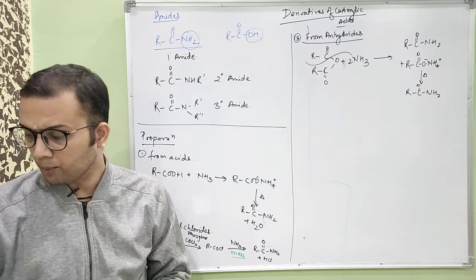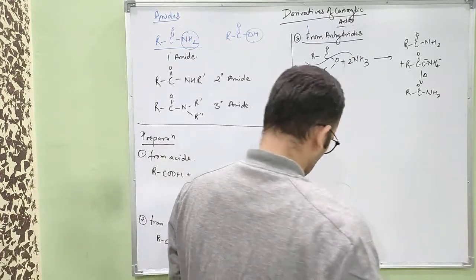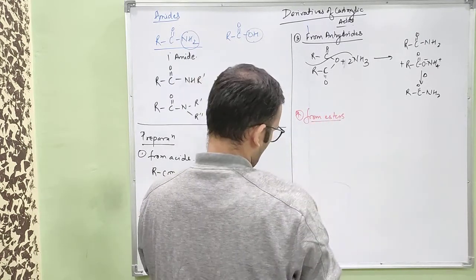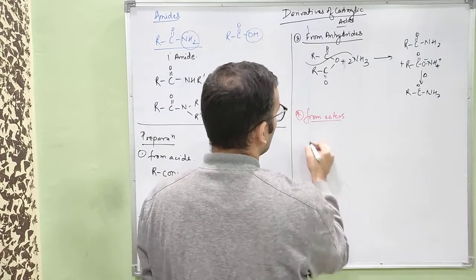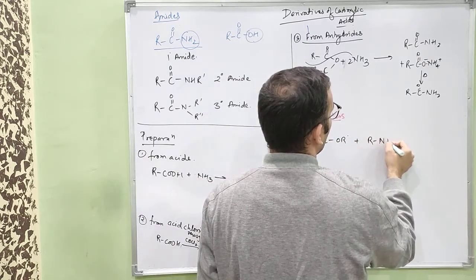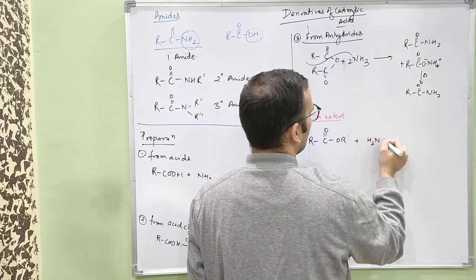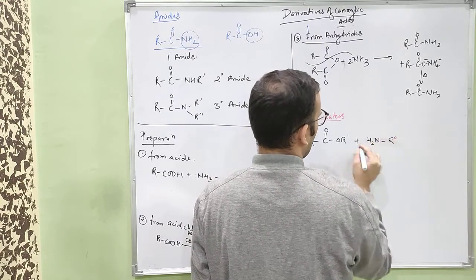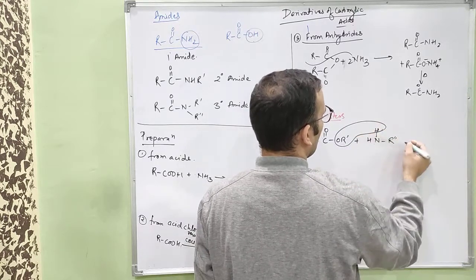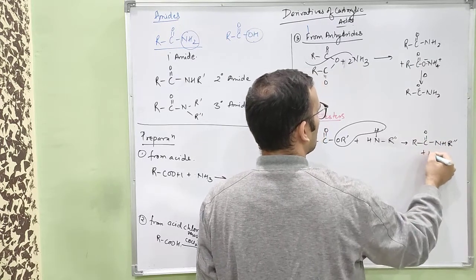Cool. Okay, fourth, from esters. How do we do that? With esters, what happens? Like for example, if you have this ester and you have R double dash NH2, let's consider this to be the scenario. So this H from here is taken by this, and you get RC double bond O NH R double dash plus R dash OH.